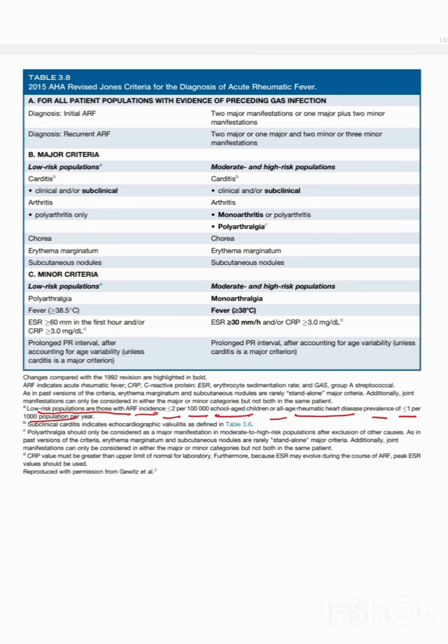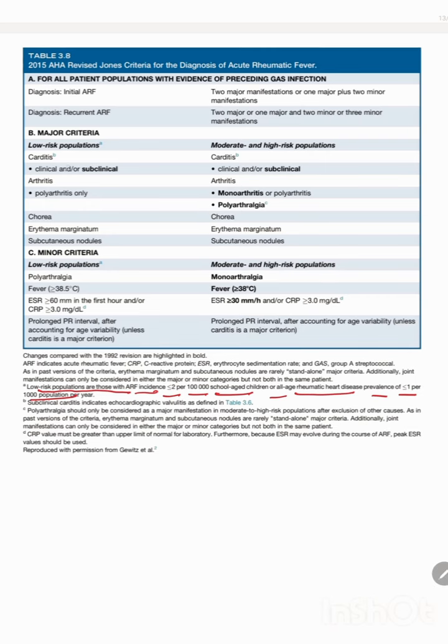So there are certain relaxations in the high risk group compared to the low risk group. In the low risk group, you will be seeing carditis, 60% tend to have carditis, 75% will have arthritis, and only polyarthritis is taken into account. Chorea, erythema marginatum, and rheumatic nodules. In the low risk population, polyarthralgia is considered as a minor criterion. Fever more than 38.5 degrees Celsius. ESR more than 60 mm in the first hour. CRP more than 3 mg per deciliter or 30 milligrams per liter. And prolonged PR interval.